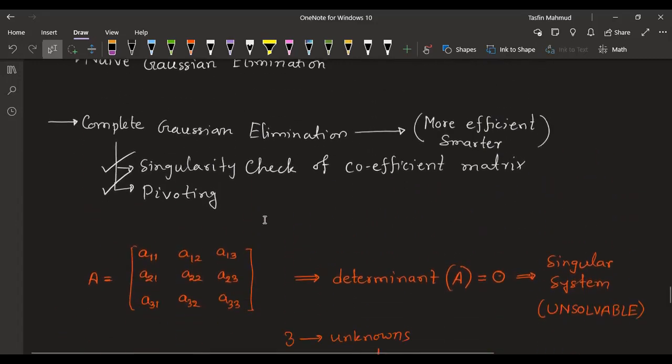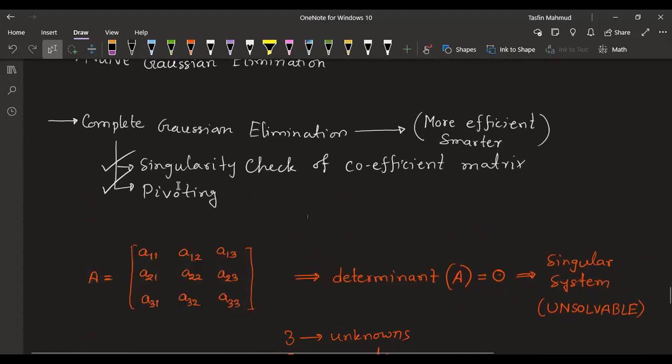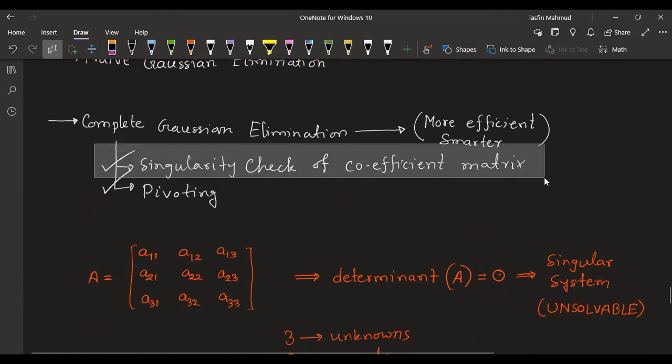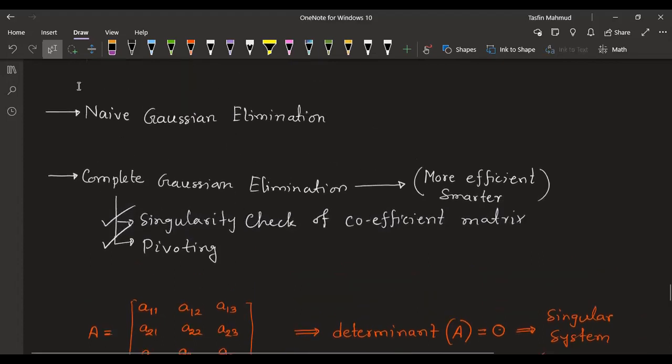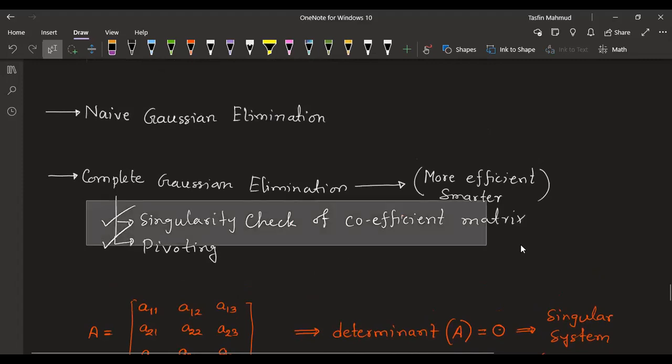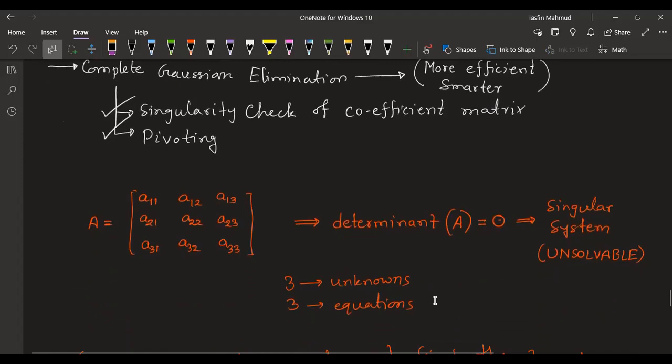So the first thing is that after getting the coefficient matrix, we will check whether the determinant is 0 or not. If the determinant is 0, then stop there. If it's not, then we will further move on to our naive Gaussian elimination step. That's the first step to get smarter and make our code efficient. Now we will move on to the second step, that's called pivoting. This is the singularity check.